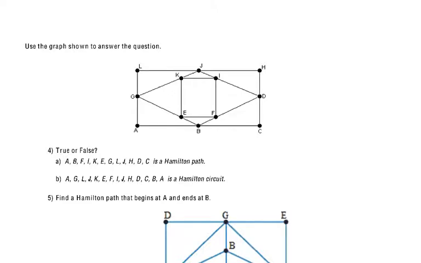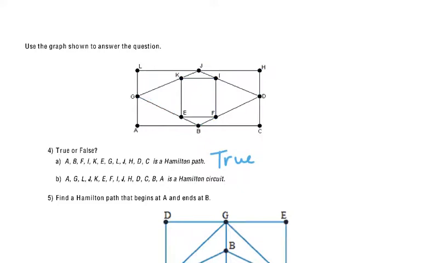So for the first one, A, B, F, I, K, E, G, L, J, H, D, C is a Hamilton path. So remember, we start at the first vertex and then connect them. So A, B, F, I, K, E, G, L, J, H, D, C is a Hamilton path. It went through every single vertex exactly once. So yes, that is true. That was a Hamilton path. Let's do the same thing for B.